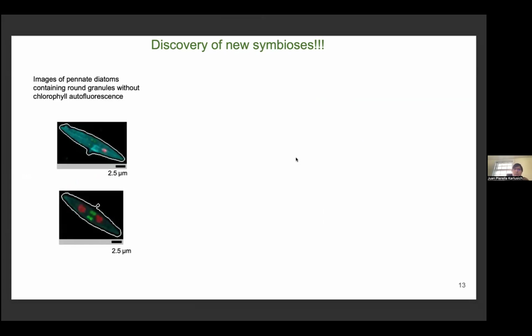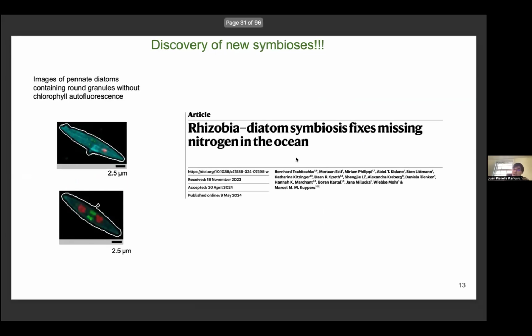And also, we detected a high amount of pennate diatoms containing some granules without chlorophyll autofluorescence, and they were detected mainly in seawater samples that were hotspots of nitrogen fixers, and then very recently it was found that they correspond to a new type of symbiosis.